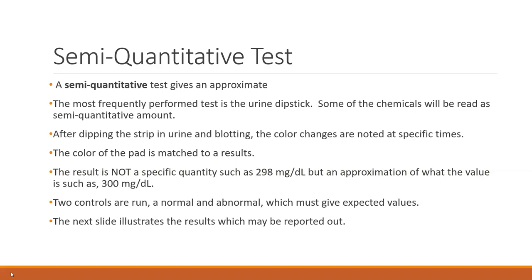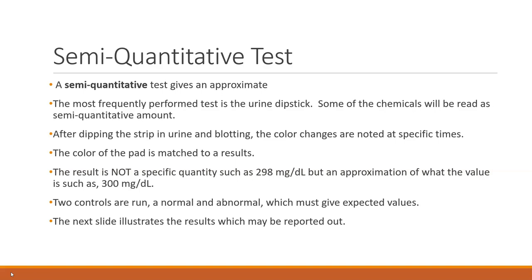So if it says read the result at 15 seconds, you mentally look. You don't have to record it at that moment in time, but then you note that it's either normal or what the semi-quantitative amount is. There are some that are read at 15, 30 seconds, 1 minute, 2 minutes. So you really have to be on your game if you're doing these manually.